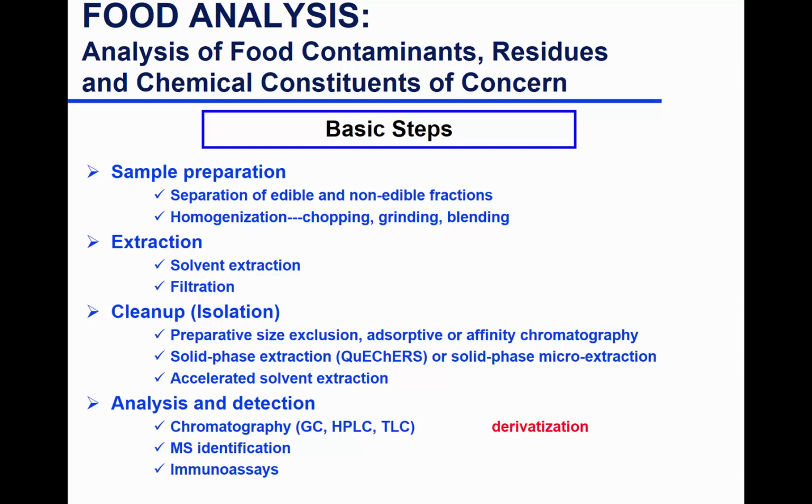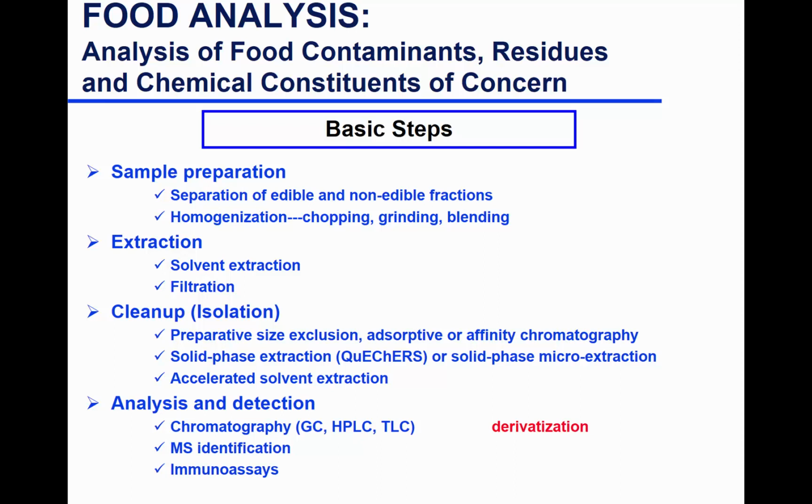So this is basically what this figure shows, but in here it just specifies that during sample preparation you remove the edible from non-edible fractions. For example, you peel the orange. We don't care about the orange peel. You homogenize by chopping, grinding, blending to make sure that your sample is well homogenized before extraction.